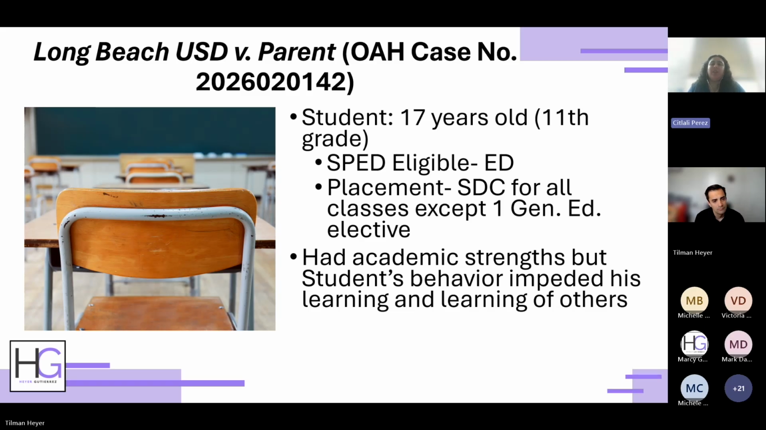But so here we have a 17-year-old as well. They're in the 11th grade, and their SPED eligibility is ED. They're in a special day class for most of their classes except for one general ed course. So the student was on track to graduate from high school. He was doing well with a lot of his goals academically.